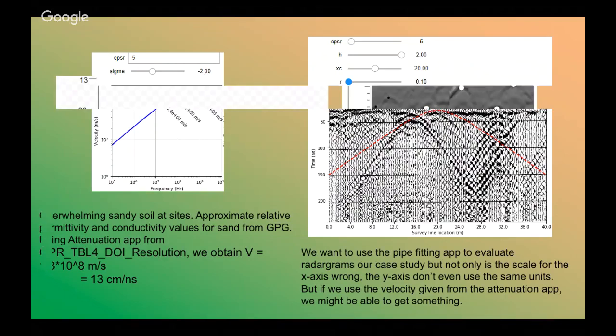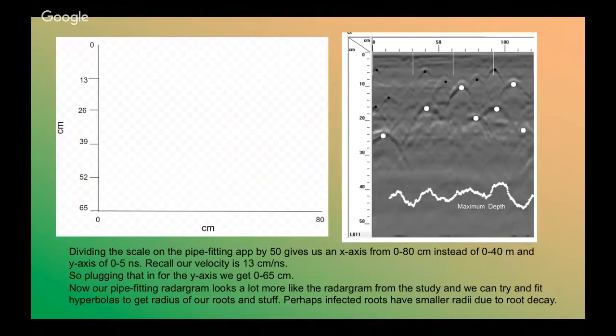It'll be similar to the radiogram. So now we scale everything by 50, and instead of 0 to 40 meters, which is shown in the pipe fitting app, now it's around 0 to 80 centimeters, which is around the same x-axis as the radiogram from the case study. And then with the velocity, we converted the y-axis to 0 to 65 centimeters. Since their maximum depth is 40 to 50, I think it'll roughly cover whatever hyperbolas we see in the case study.